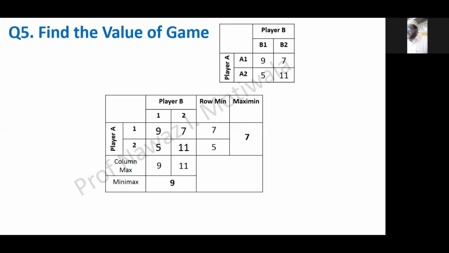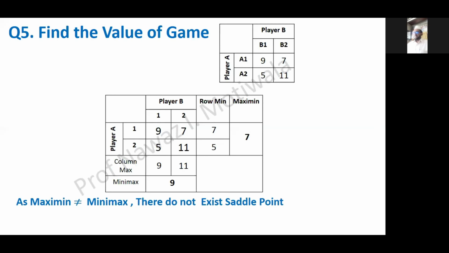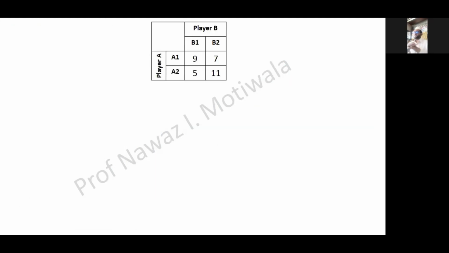Now here we got something different from the previous problems. The maximin value is 7 and the minimax value is 9. Hence I will say, as maximin is not equal to minimax, there does not exist a saddle point. And if a saddle point does not exist, that means it is a problem of mixed strategy. So we will solve this, hence going for mixed strategy. So again, same question.